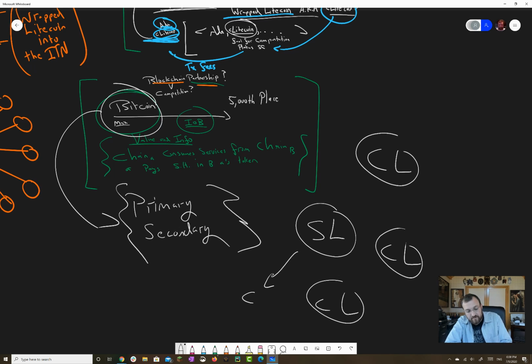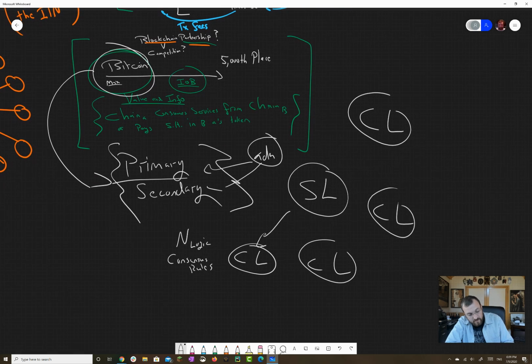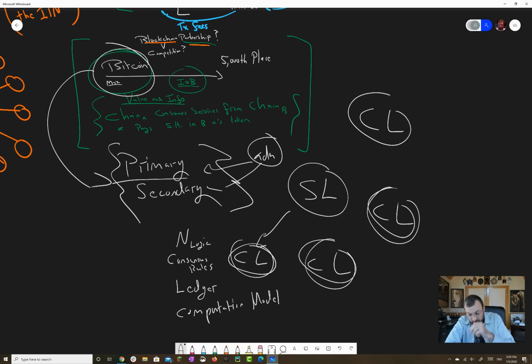So the idea is that there's one primary chain, and that's where the token lives, ADA. And then that token, ADA, can be used to power different chains that have different network logic, different consensus rules, different ledger rules, different computational model. And somehow these chains don't have their own native token. Rather, they are at the service of the primary chain.